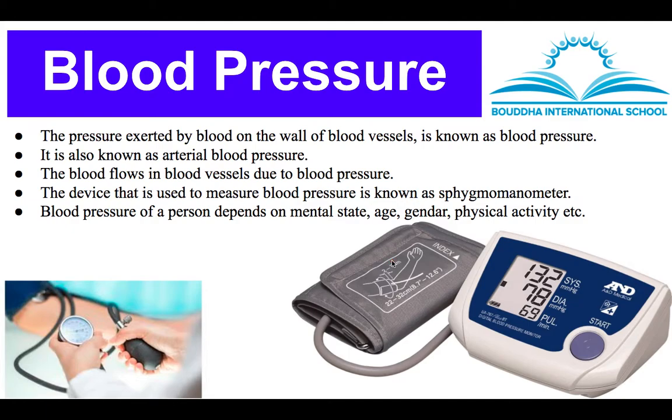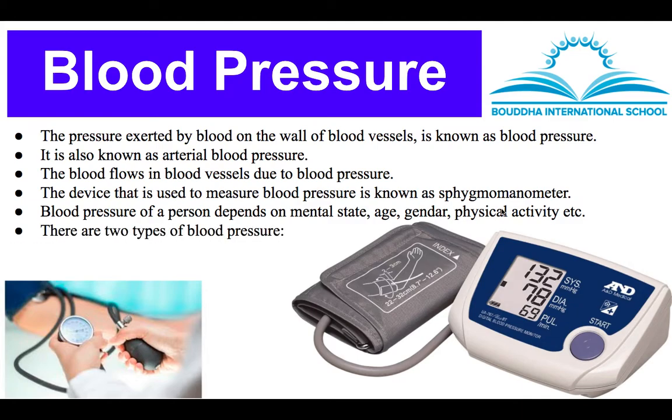And blood pressure is very fluctuating. If you are normal, then you have 120 by 80, but it fluctuates depending on the situation, like your mental state. If you're under stress, then you will have high blood pressure. Age wise also your pressure will be different. Once you get older, your blood pressure will be higher. Gender: in male, blood pressure is higher than in female. Physical activity: whenever you are doing exercise, your blood pressure is higher. So blood pressure is fluctuating according to the situation.